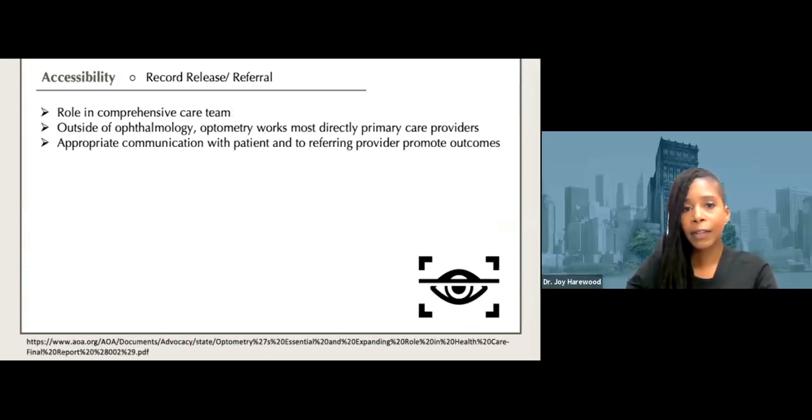Another important element of accessibility is the ability to have access to your medical record. As we know, as members of the comprehensive healthcare team, in order to get people the best holistic care, we need to make sure that communication with their providers or their primary care providers is there. Outside of ophthalmology, optometry works the most directly, one would say, with primary care providers. So providing appropriate communication with the patient and to the referring provider helps with health outcomes.